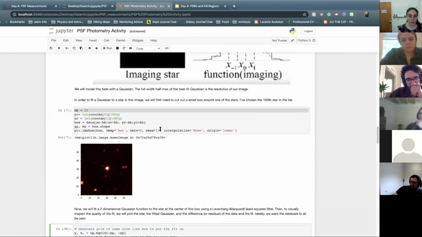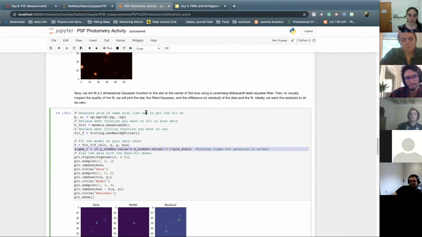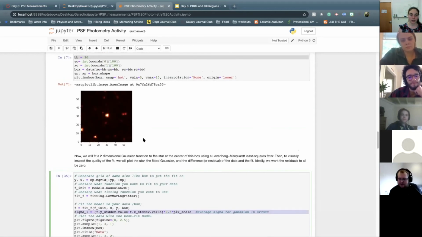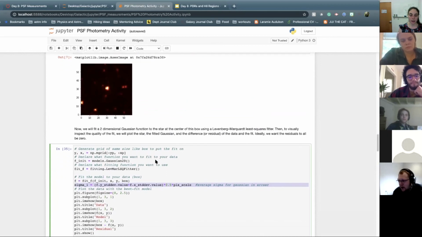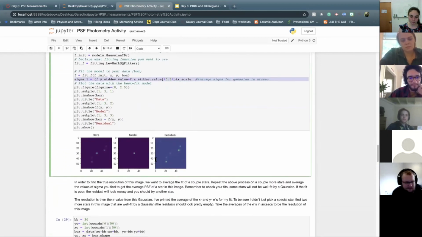So what you will need to do is do this at least one more time, because we want to make sure that I didn't pull out some magic star that is fit by a magic Gaussian that works really nicely. So you're going to need to find one more star that is also pretty well fit by a Gaussian and find sigma for that. I just need you to do this step, or this step and this step, with a different star. So you're going to be changing this value here to find another star that is well fit by a Gaussian.